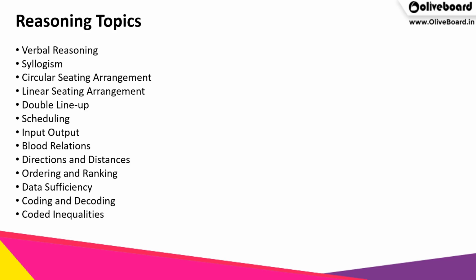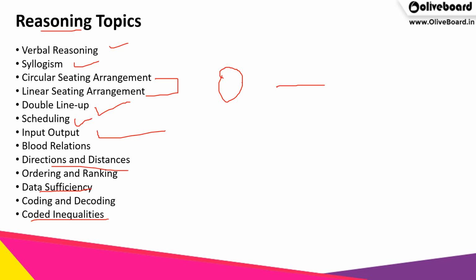Coming to the syllabus for reasoning for Canara Bank PO examination, we have verbal reasoning, syllogism, sitting arrangements which is both circular as well as linear. Then we have double lineup, we have scheduling, input, output, directions and distance which is very easy. So we have to make sure that we do not leave the easy topics. We are very thorough with the easy topics, data sufficiency, coded inequalities, coding and decoding, etc.